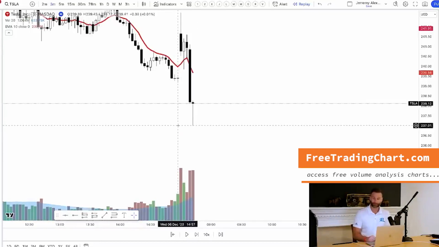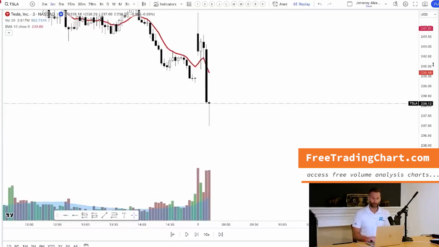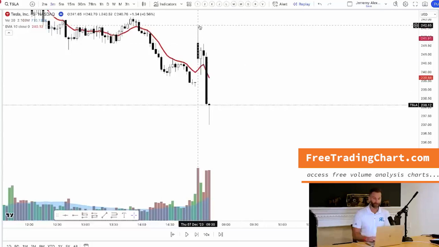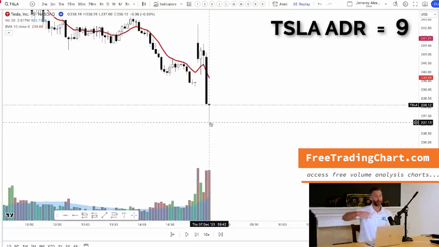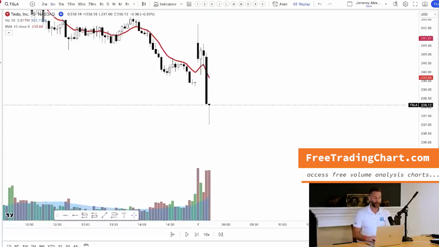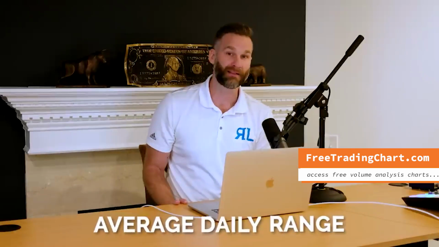What does that mean? Well, it means that Tesla's already dropped from 242 down into 237, which is already $5. And Tesla's average range is $9. So I have two choices here. If I take a trade bearish and elect to go short, expecting it to go lower, I should expect maximum $4 move because it's already moved $5. In fact, if you haven't watched my video about the average daily range, go ahead and click on that now and check it out.